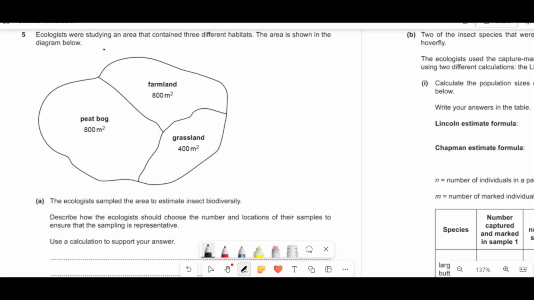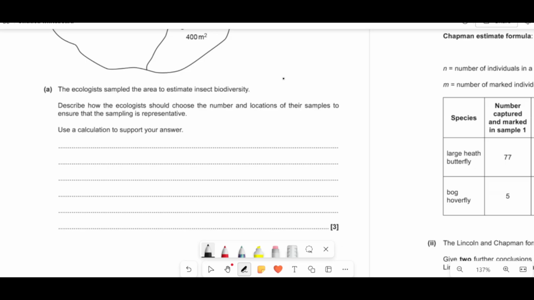There you go. So ecologists were studying an area that contained 3 different habitats. The area is shown here. So we've got peat bog, farmland, and grassland. Fine. So the ecologists sampled the area to estimate insect biodiversity. Describe how the ecologist should choose the number and locations of their samples to ensure that the sampling is representative.